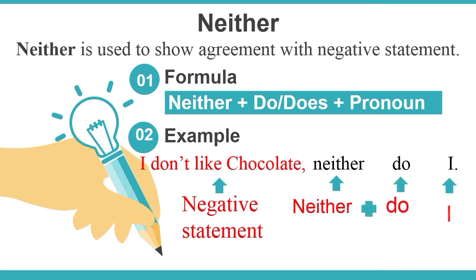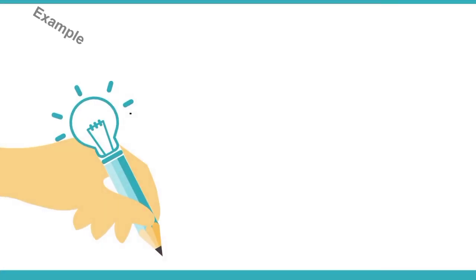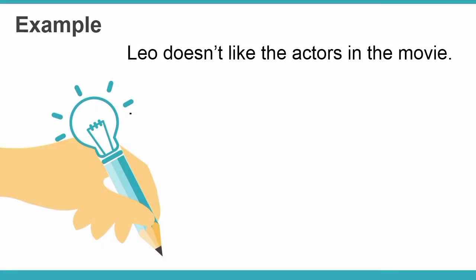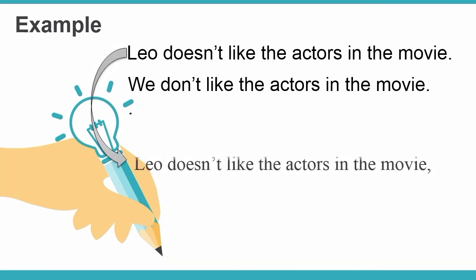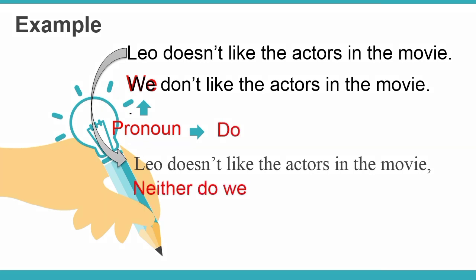Let's see another example. Okay, Leo doesn't like the actor in the movie. And then we don't like the actor in the movie. Sama-sama tidak menyukai pemain dalam film. Nah, keduanya sama-sama negatif. Kita turunkan. Leo doesn't like the actors in the movie. Nah, we adalah pronoun dalam kalimat kedua. Kemudian, karena negatif, kita gunakan neither. Neither do we.